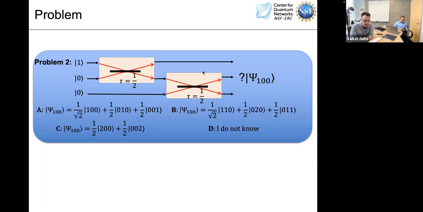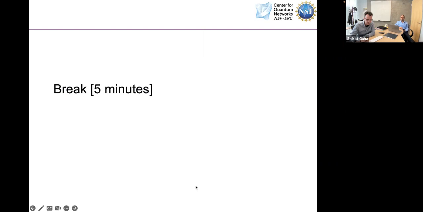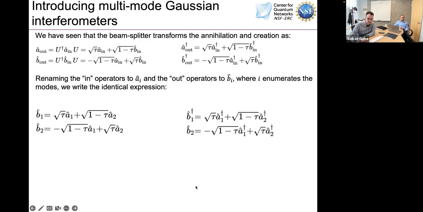Okay, in the interest of time, let's wrap up problem 2 and see the results. That's great. Oh, that's absolutely great. As I said, you can do the calculation, or you can remember that I started off with 1 photon. So this 2-photon state doesn't make any sense, where did it come from, right? So this is the only logical solution. Let's do the break.